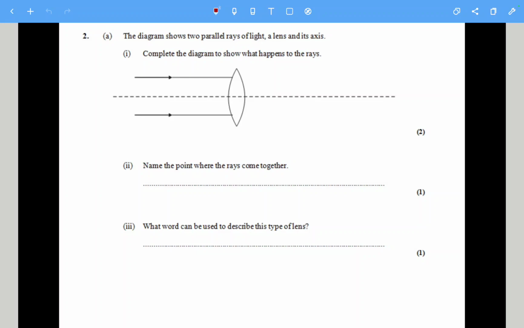Alright, let's move on. So similar questions to the one that we've just done, so it should be really straightforward. The diagram shows 2 parallel rays of light, a lens and its axis. Complete the diagram. So it's the exact same. Just extend that out a little bit to the centre. Exact same as what we've just done, so you need a focal point. And then just draw your lines in with a ruler. And some directional arrows. So name the point where the rays come together. Focus point.